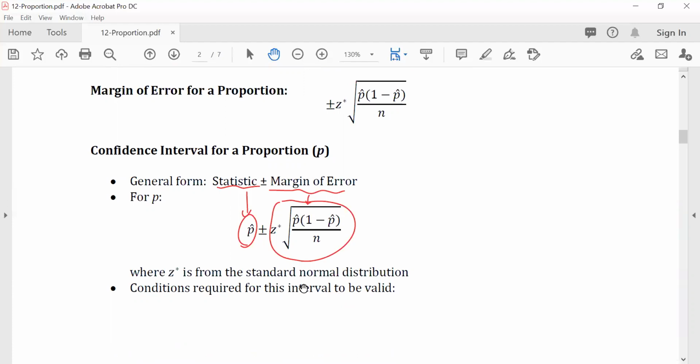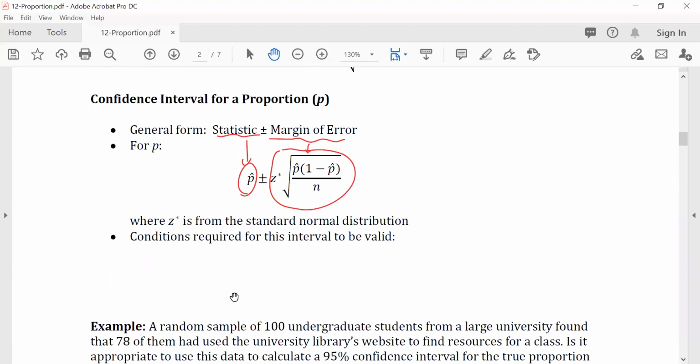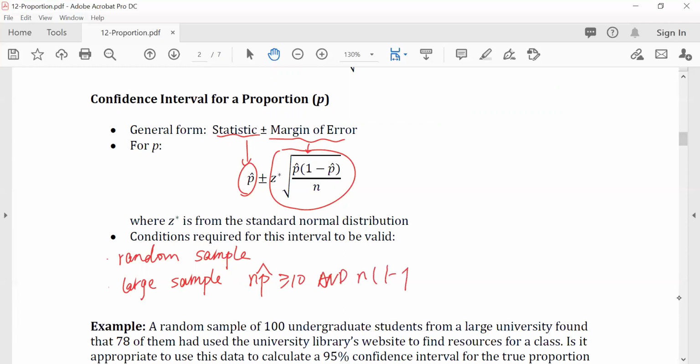The conditions for this interval to be valid are two. First, it has to be a random sample. Second, the sample must be large enough. How large is large enough? We use n times p hat greater than or equal to 10 and n times 1 minus p hat greater than or equal to 10.